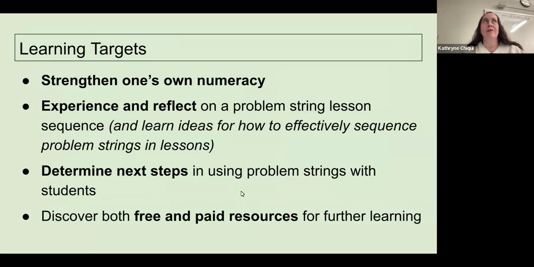So my goal for today is that I want you guys to have some more opportunities to develop your own numeracy. I want you to be able to experience how to sequence problem strings within lessons. So you'll get at least one opportunity to experience a sequence today, as well as learn other ways that you can also sequence it. So you'll get to experience one way today, and then we'll talk about some others. I want to give you time to reflect on all the learning you have done today and determine next steps. Like, how would you envision yourself being able to use problem strings in your own classroom?